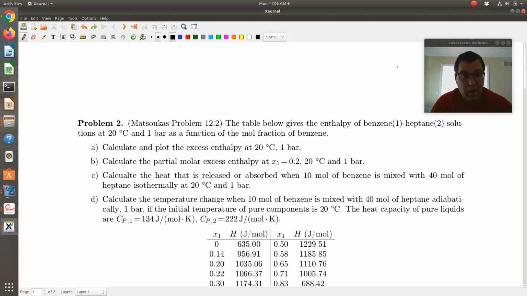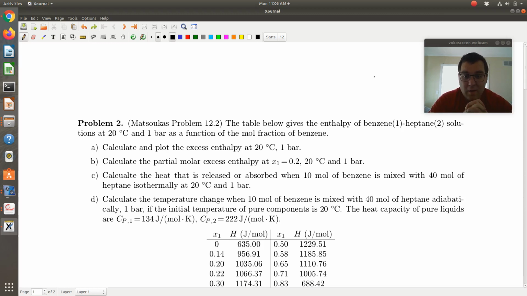Right, let's take a look at our last problem, which is problem 2, and it's problem 12.2 from the course text, in which we're going to compute excess enthalpy using tabulated data and partial molar excess enthalpy. The problem tells us that in the table below, we're given the enthalpy of benzene heptane solutions at 20 degrees C and 1 bar as a function of the mole fraction of benzene.